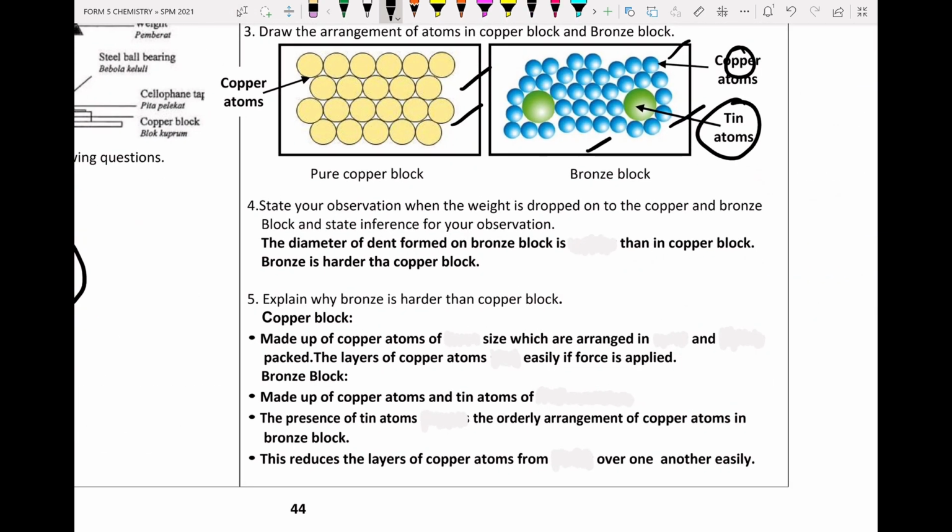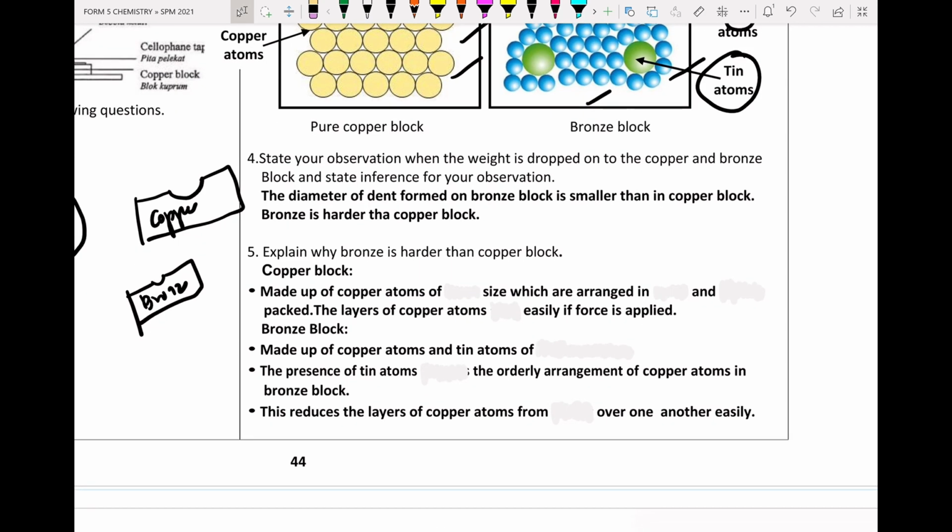All right. State the observation when the weight is dropped onto the copper block and bronze block, and state the inference. The diameter of dent formed in the copper block is bigger. This is the pure copper block. The diameter of dent formed on the bronze block is smaller. This is the bronze block. So here is the answer: the diameter of dent formed on the bronze block is smaller than in the copper block. Inference: bronze is harder than copper block.